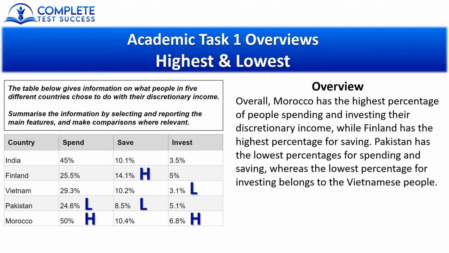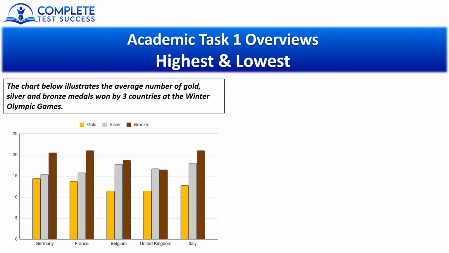Overall, Morocco has the highest percentage of people spending and investing their discretionary income, while Finland has the highest percentage for saving. Pakistan has the lowest percentages for spending and saving, whereas the lowest percentage for investing belongs to the Vietnamese people. And here's another chart with just 1 year.